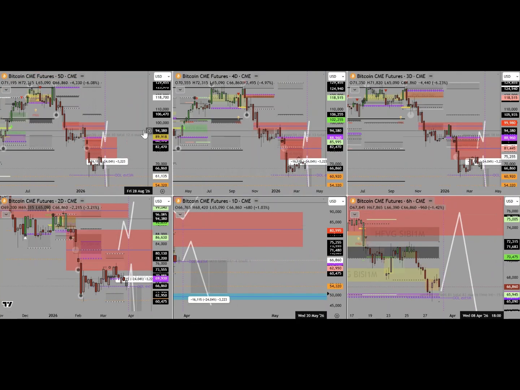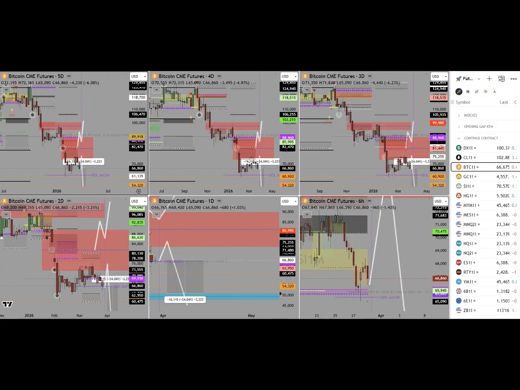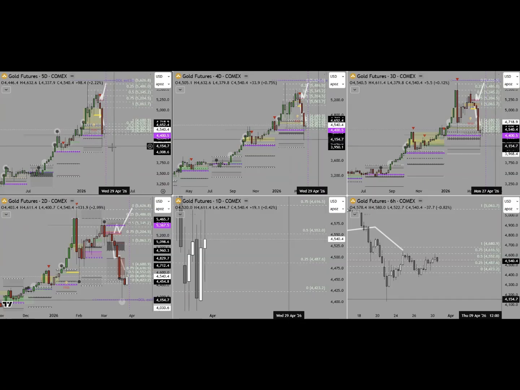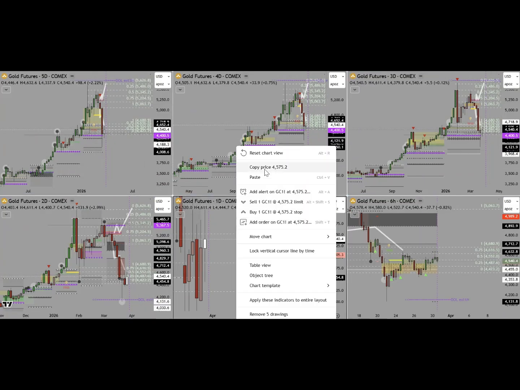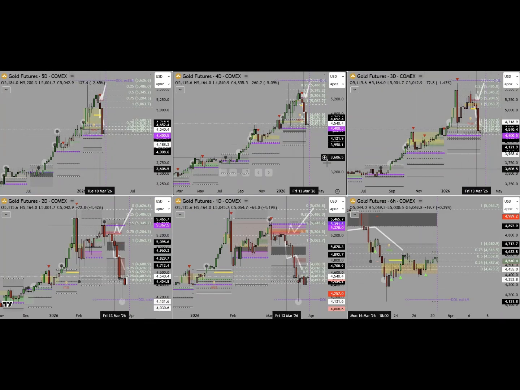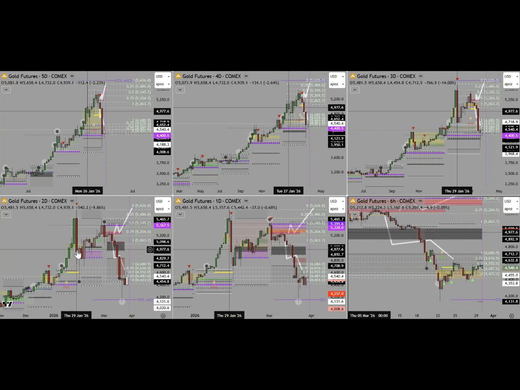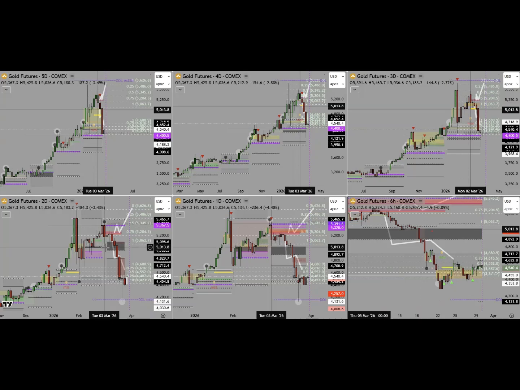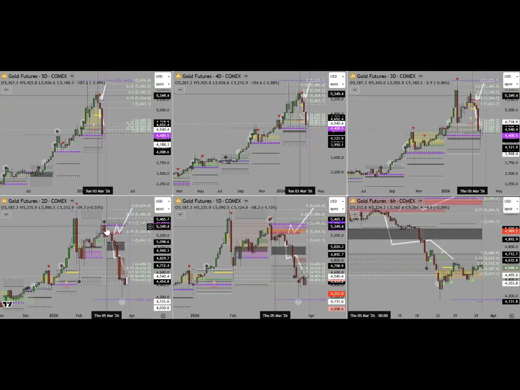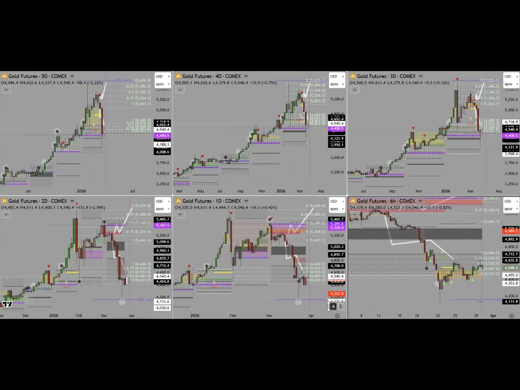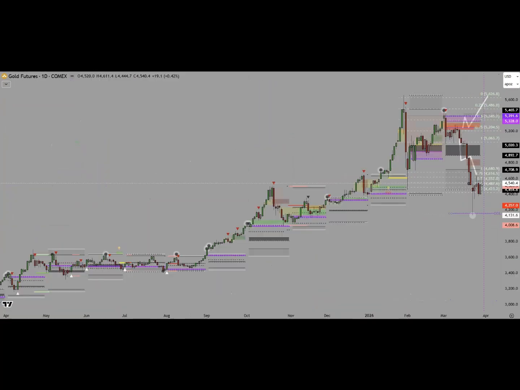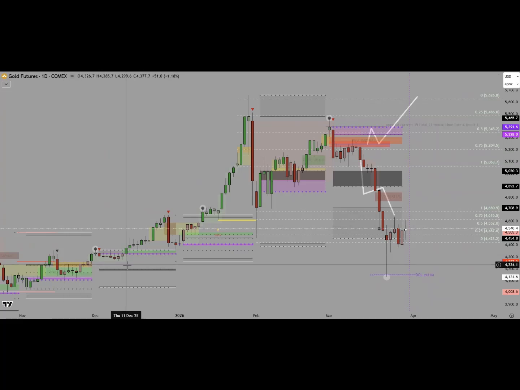Yes, now let's see the gold. We also made a projection for gold, and you can see here gold experienced a very big drop. Interesting drop since the last day. We saw it around here. Price just formed a swing high in there and continued going lower. As you can see in the daily chart.